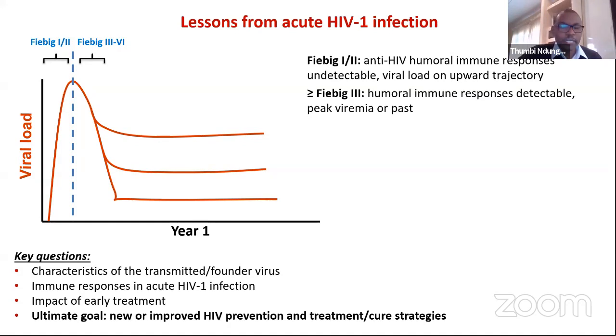And then, of course, we have also been very much interested in the question of what is the impact of early HIV treatment? What happens if you are to treat somebody very, very early? How does that change the trajectory of disease? And can this actually lead to eradication of the virus from the body? So the ultimate goal of our work is to develop new or improved HIV prevention strategies, as well as to see whether we can actually achieve a durable control of HIV infection through cure strategies.